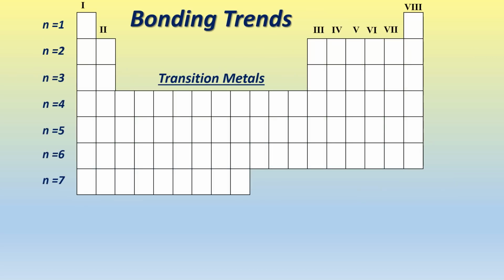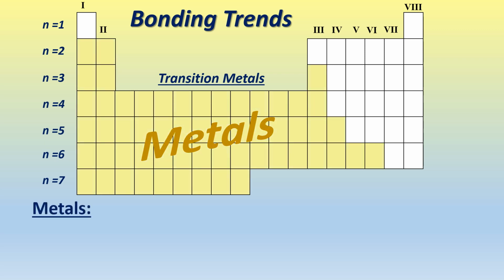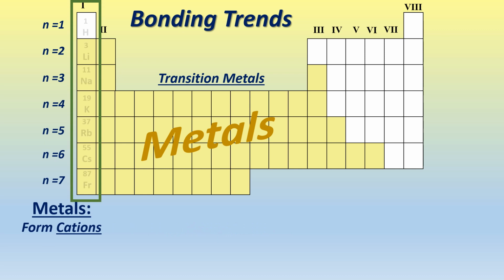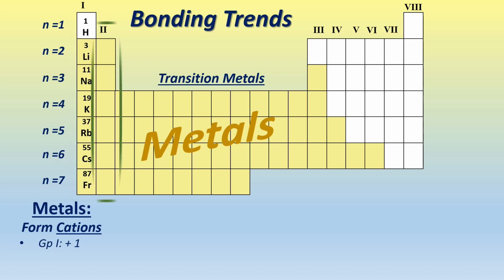In terms of the bonding trends, we've already seen that the metals exclusively form cations and form ionic bonds, with everything in group 1 being +1, everything in group 2 forming a +2 charge, and the charge of the remaining metals depending upon balancing out so the entire compound adds up to 0.